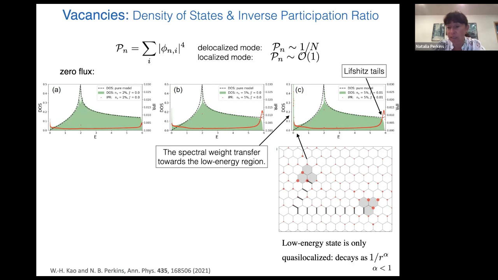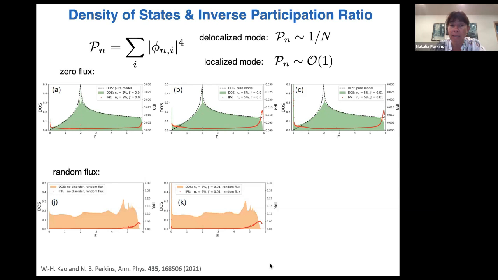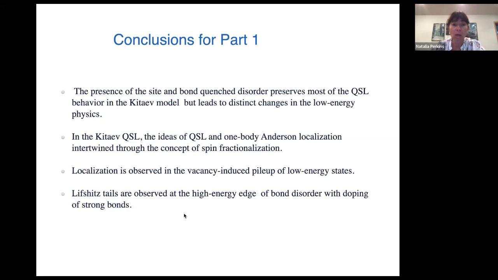We can also consider the vacancy in the presence of the random flux sector, as here. So this is the bound flux and this is the random flux. And you can see that once again you can have the pileup of the low energy states, but they're significantly less localized. So the conclusion for part one would be that the bond disorder and the site disorder are very different.